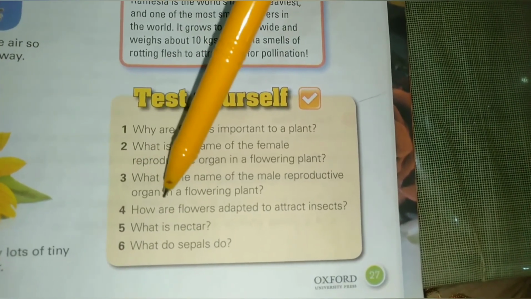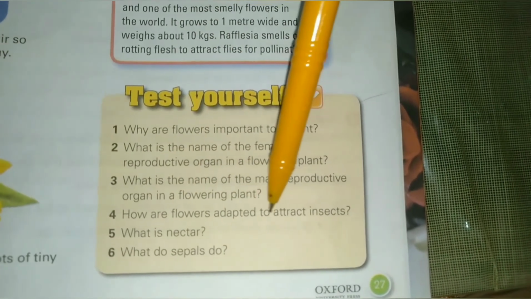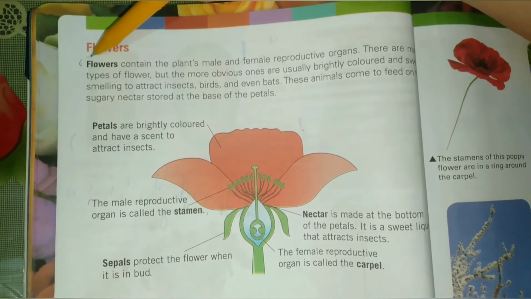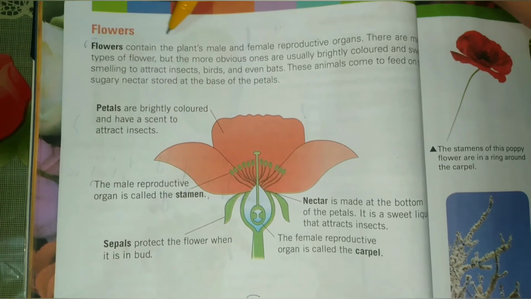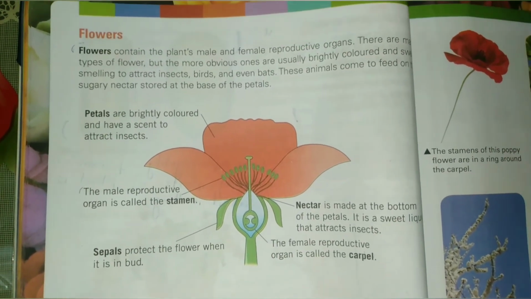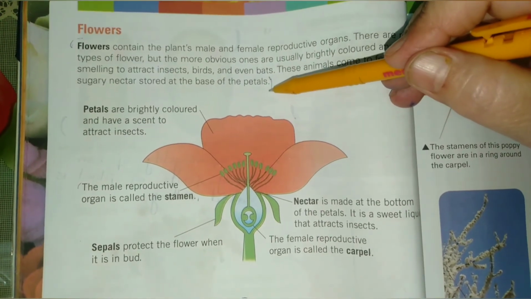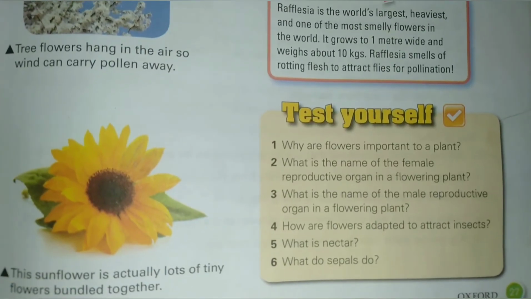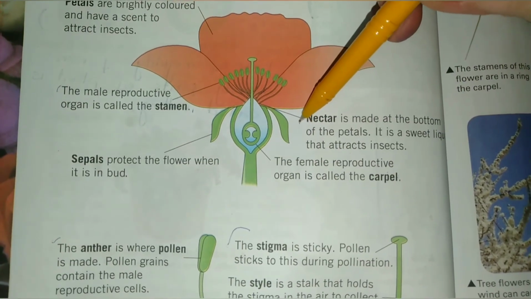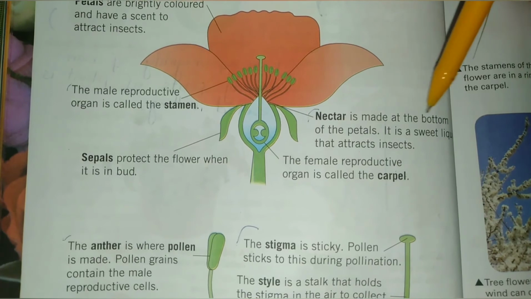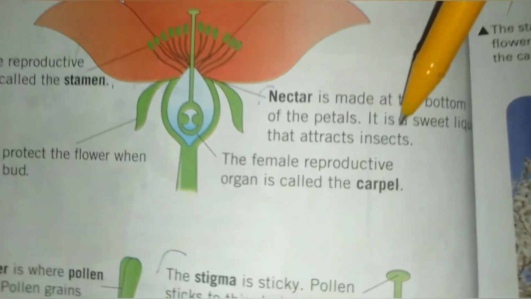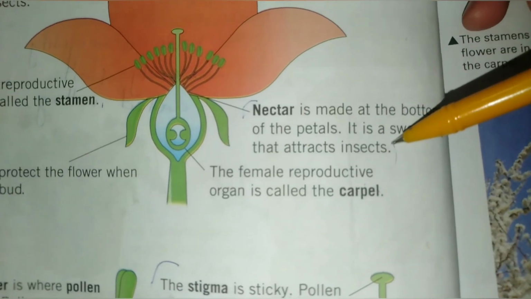Question number 4. How are flowers adapted to attract insects? The answer will start from this line. Flowers contain the plant's male and female reproductive organs, up to this line. Question number 5. What is nectar? The answer will start from this line. Nectar is made at the bottom of the petals. It is a sweet liquid that attracts insects, up to this.